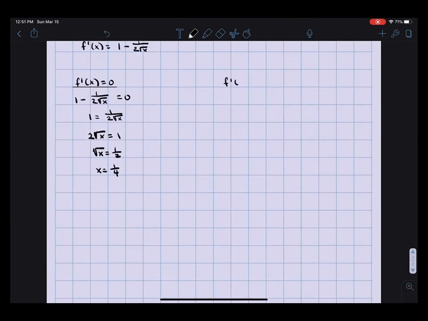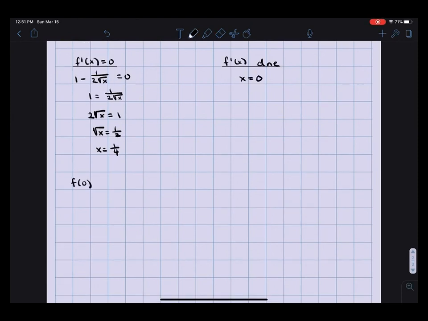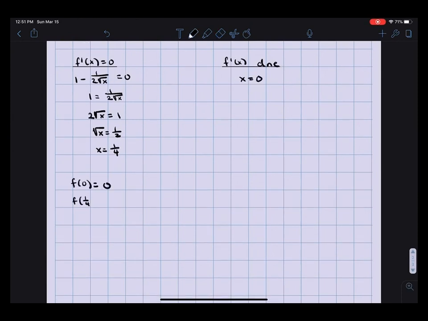Notice that f prime has a square root of x in the denominator. That means the derivative won't exist when x equals 0. Hence, we have one of the second types of critical points this time. So now, just like before, we'll plug in the x values of our critical points and endpoints.